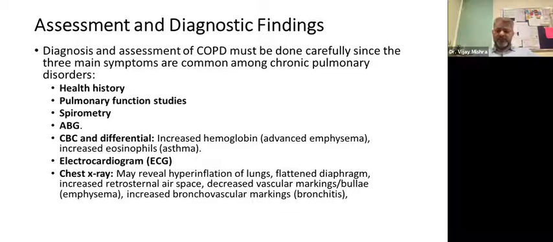If you do a chest X-ray, as we talked about in emphysema, you may have hyperinflation of lungs, flattened diaphragms, decreased vascular markings. They all can be seen in emphysema. In bronchitis, you'll actually see increased bronchovascular markings. Next.